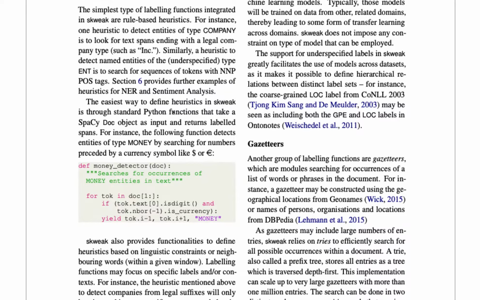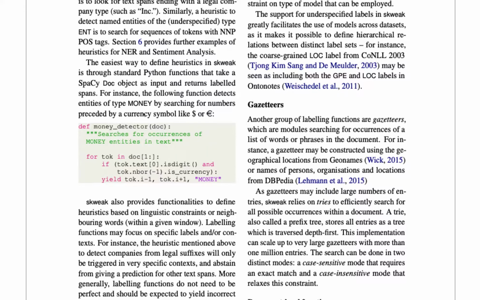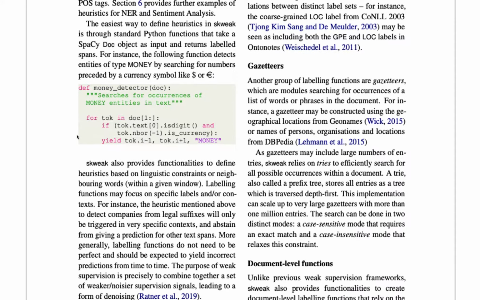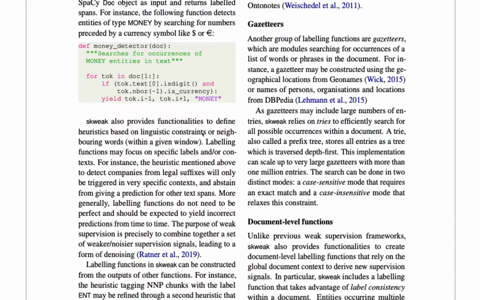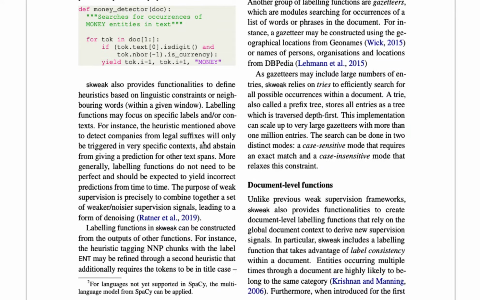Similarly, we can do these things for other kinds of entities. For example, you can say if some condition is satisfied for a given token, then this token belongs to this entity. Here they have given a very easy example of how you can define a money detector. If there is a number which is followed by a dollar sign, a euro sign, or a pound sign, you can say this is a money token. Okay, so this is the basic idea.